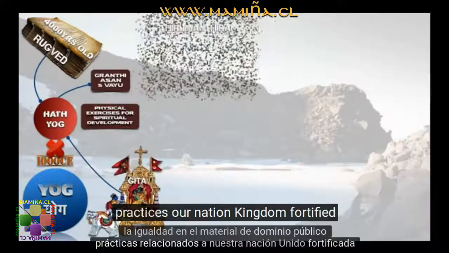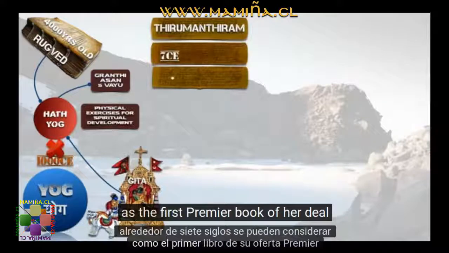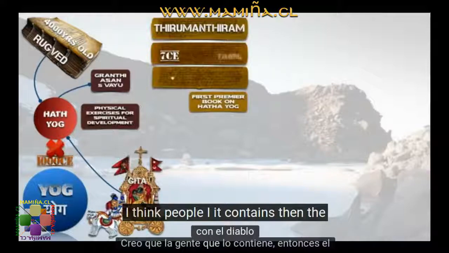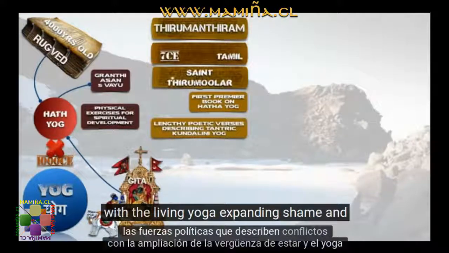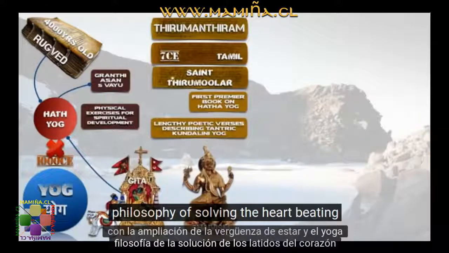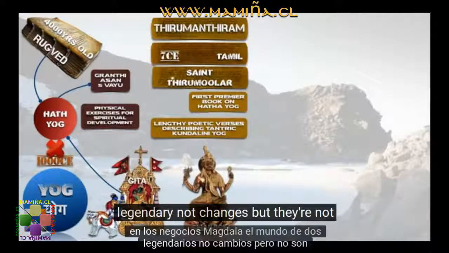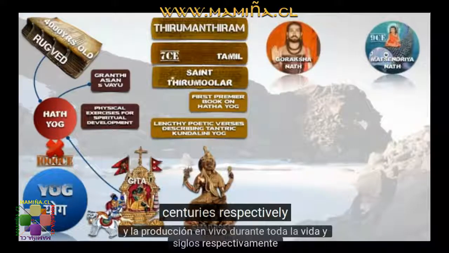Thirumantiram, codified around the 7th century, can be considered the first premier book of Hatha Yoga. Written in Tamil by Saint Thirumular, it contains lengthy poetic verses describing Tantric Kundalini Yoga, expounding Shaivism philosophy of South India. The Hatha period gained maximum impetus from works of 2 legendary Nath sages, Matsyendrinath and Gorakshanath, who lived around the 9th and 10th century respectively.